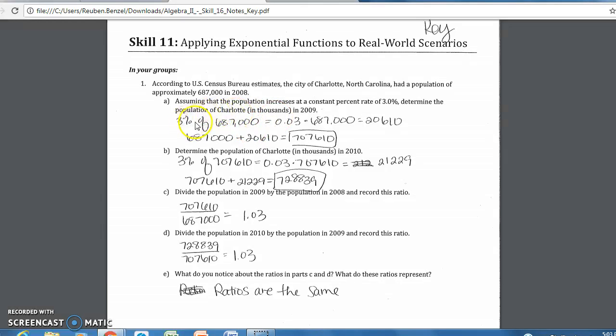What you would do is take 3% of 687,000. You could go to your calculator and do 0.03 times 687,000. You get 20,610, and you add that to 687,000. It's really important when you're doing percentage rates that you do them in decimal form.